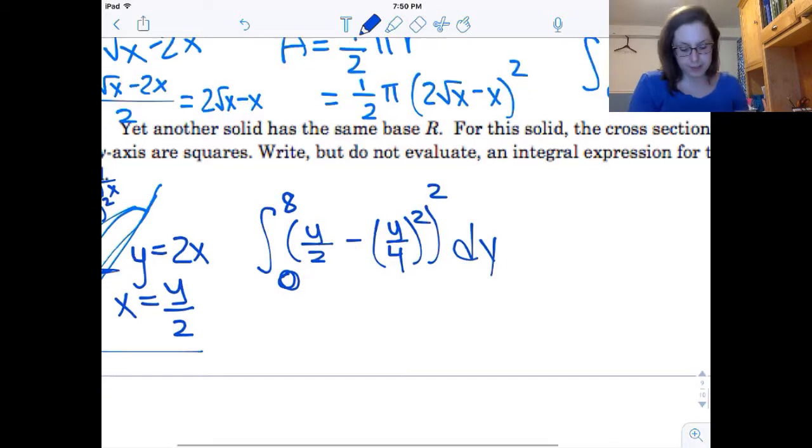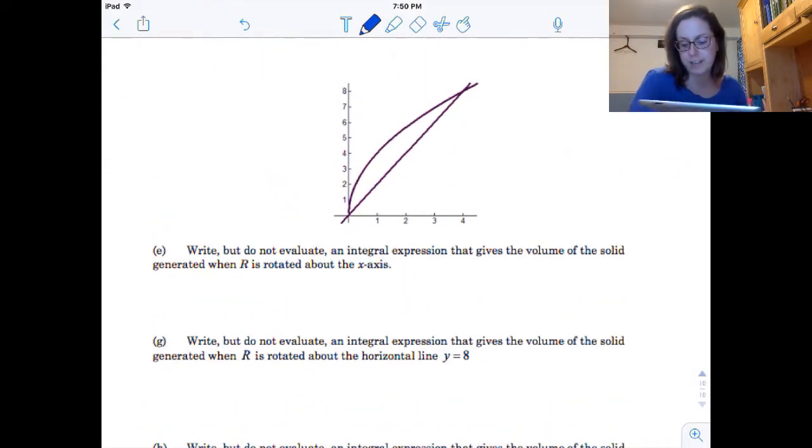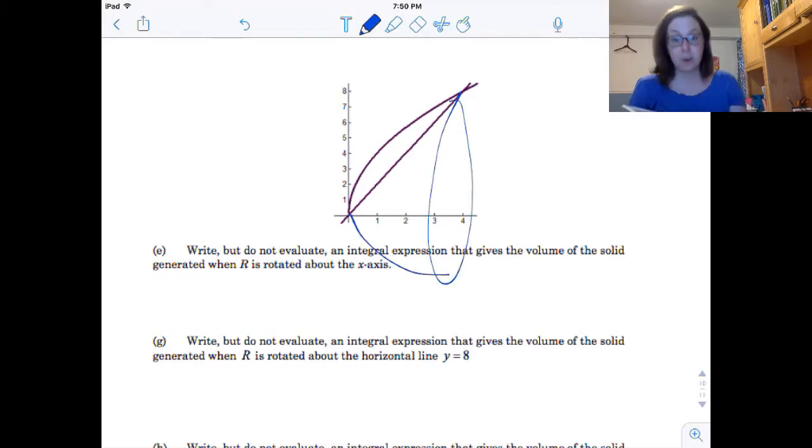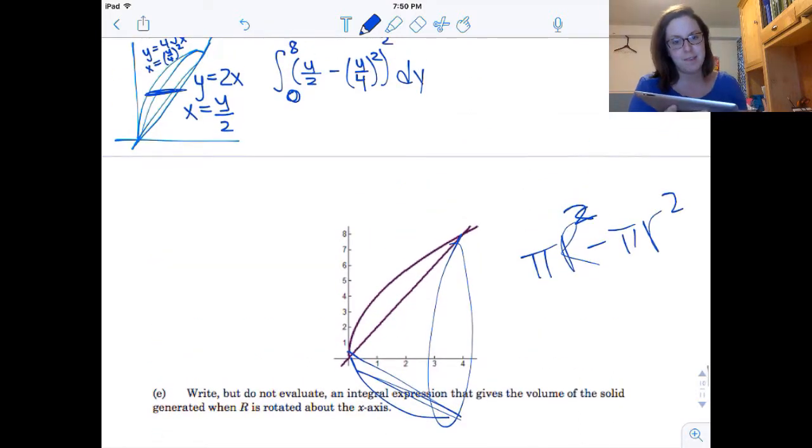Okay, let's do some revolutions. Write but do not evaluate an expression that gives the volume when this is rotated around the x-axis. If you're in doubt, use everything as a washer. So I'm going around the x-axis. This one happens to be a washer. It's going to look kind of like that. We're going to have a gap in the middle. So remember, washers are pi r squared minus pi r squared.